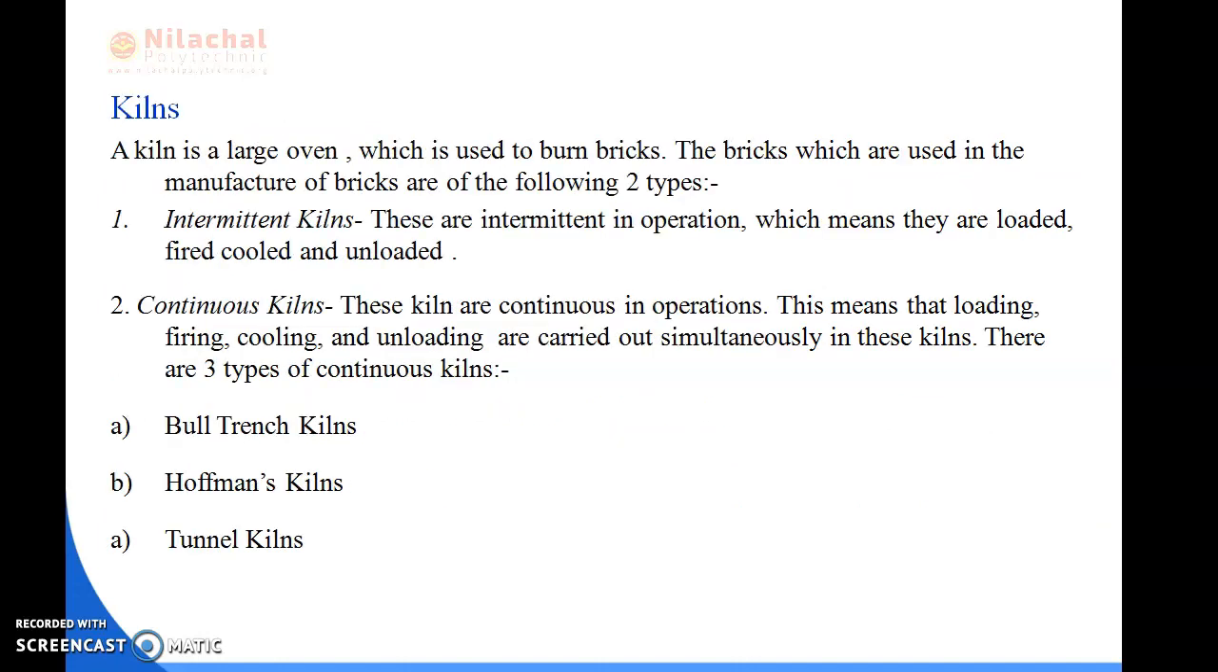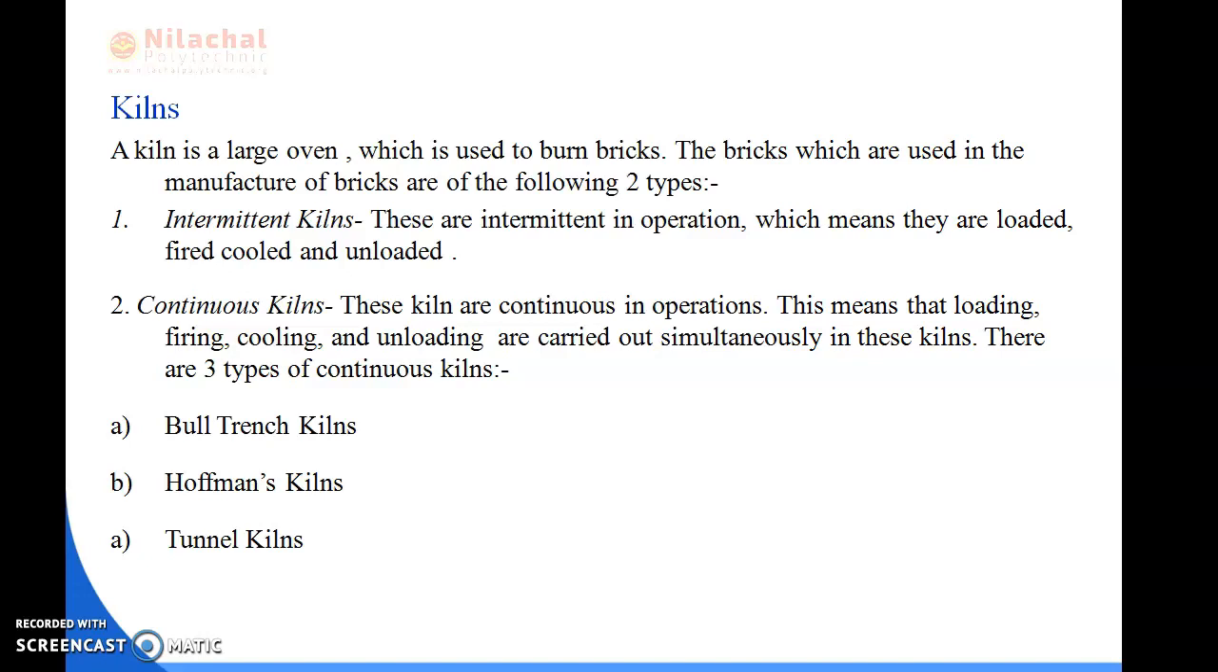Okay. So today we will read about what we mean by kiln and what the processes of the kiln are. Burning of bricks is mainly done by kiln structures. A kiln is a large oven which is used to burn the bricks, and the kilns used in the manufacturing of bricks are of the following two types. First is intermittent kilns, second is continuous kilns. Intermittent kilns are intermittent in operation, which means they are loaded, fired, cooled and unloaded.